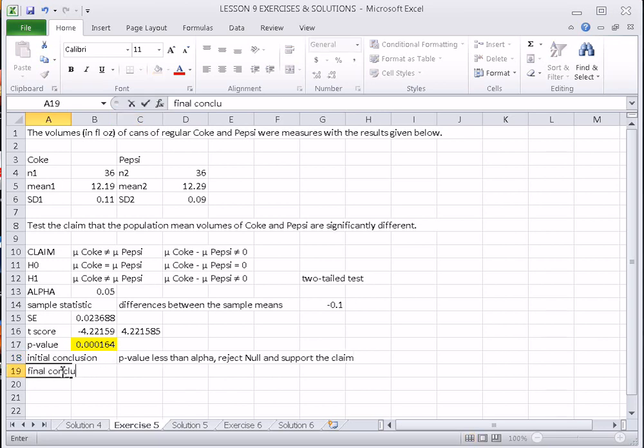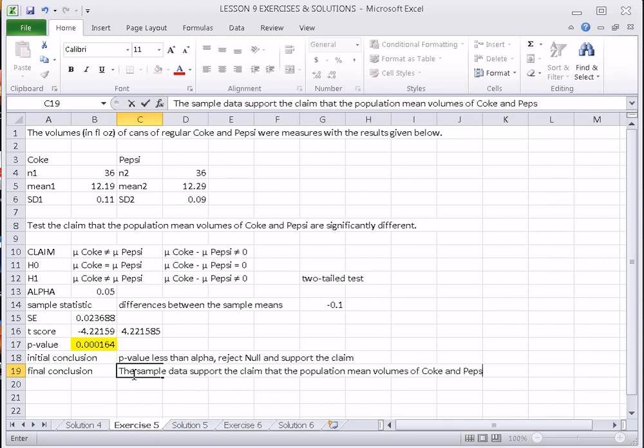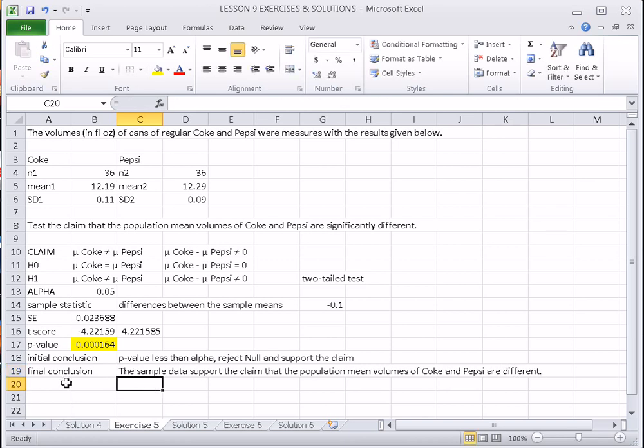So the final conclusion is the sample data support the claim that the population mean volumes of Coke and Pepsi are different. All right, so there's our conclusion. So this then was comparing two independent means. Independent means you still have the difference between them as your sample statistic, but the assumed parameter is 0, and you just remember here that the standard error was more complicated.